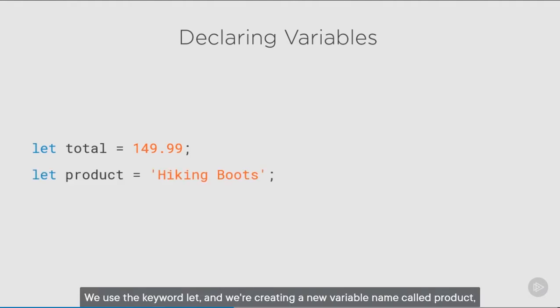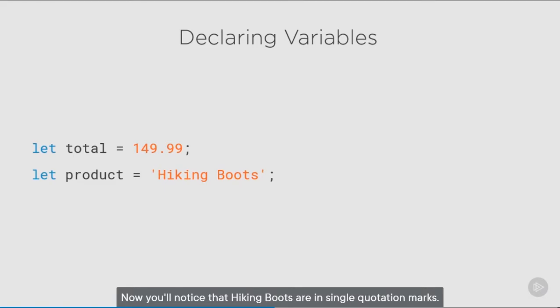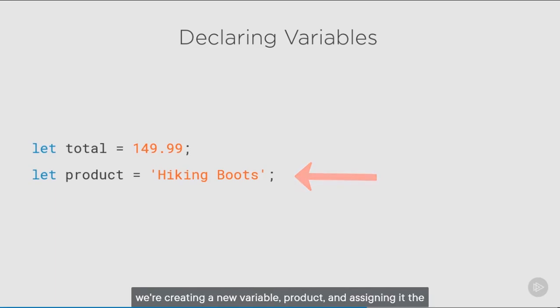Let's see another example. We use the keyword let, and we're creating a new variable name called product. And we're assigning product hiking boots. Now you'll notice that hiking boots are in single quotation marks. This is called a string. Our computers and devices have no idea what hiking boots are. So by putting them in quotes, we can just treat that text as literal text. We can put any words we'd like between quotes. And you'll notice that computers do understand numbers, so we don't use quotes when we're working with numbers, as in 149 and 99 cents.